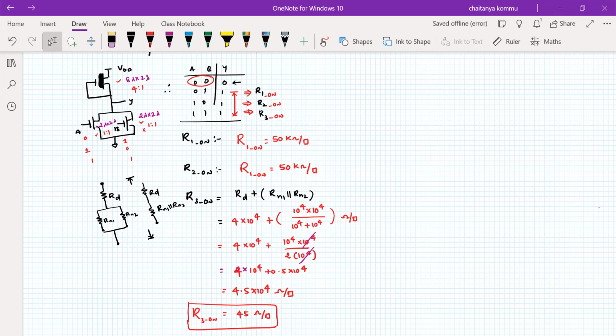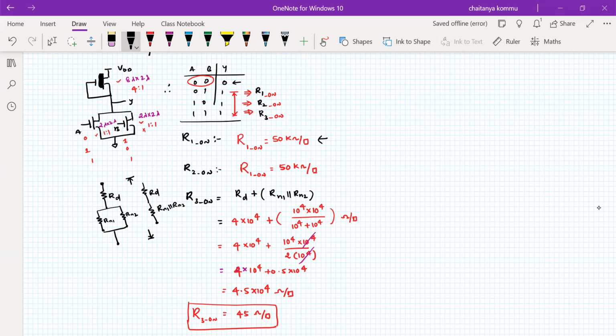Okay, so therefore, to select the on resistance of this device for the worst case condition, it is 50 kilo ohm per square. Whether we apply 0 1 0 or 1 0, it is the one with more resistance compared to that of the 1 1 case. That's what we have to remember.